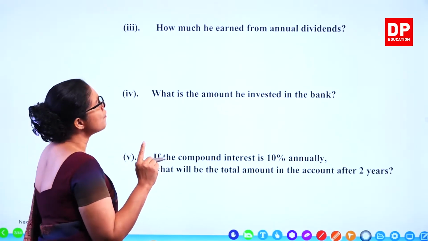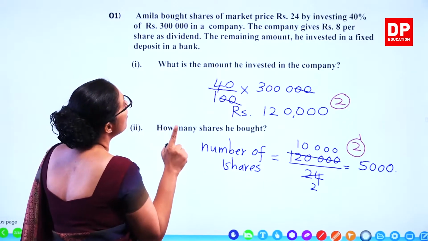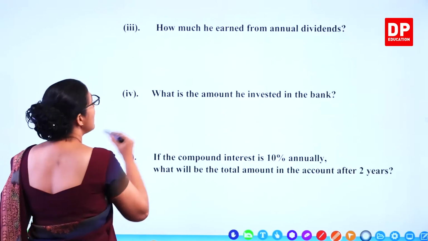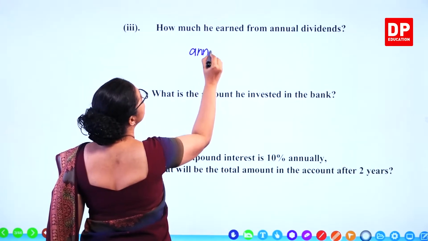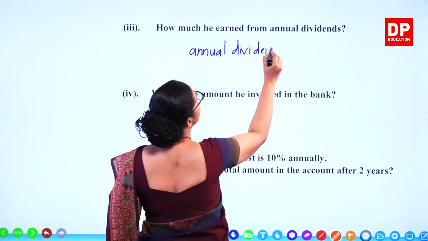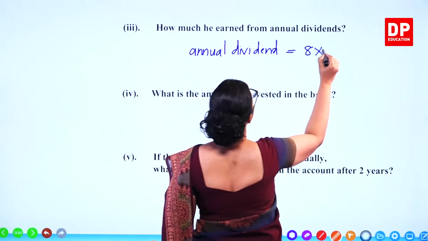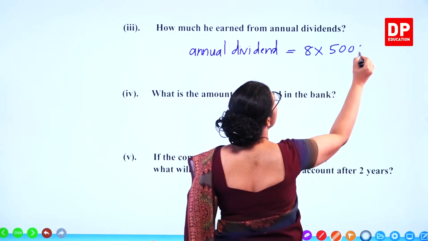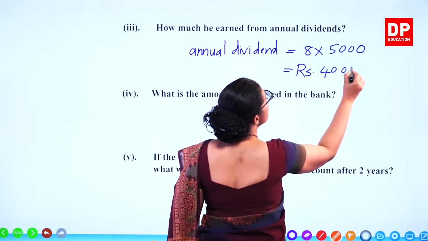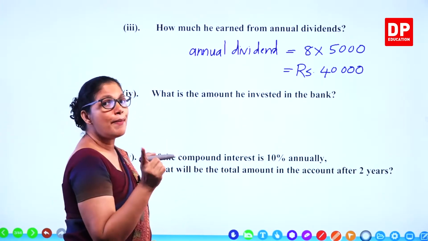How much he earned from annual dividends? So each share 8 rupees given. So 5,000 shares are there. So annual dividend is equal to 8 rupees per share into 5,000 shares are there. So you get 40,000 rupees.